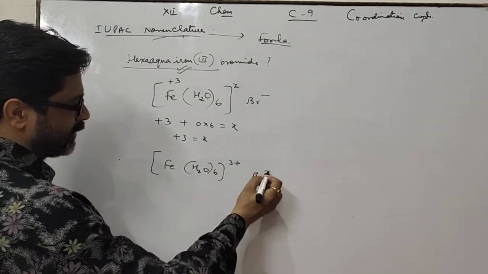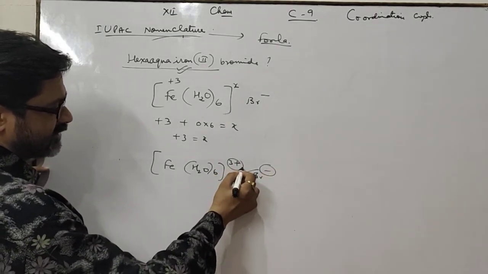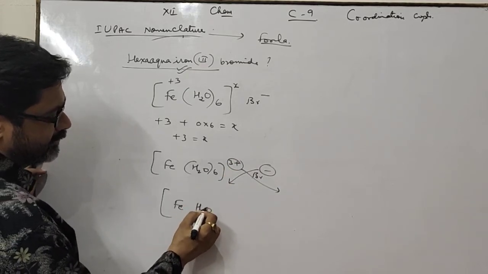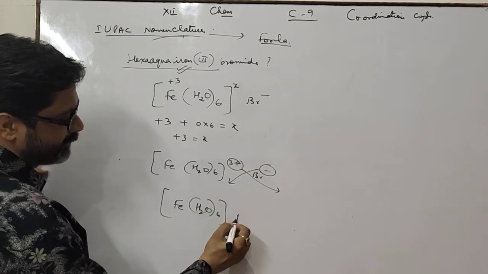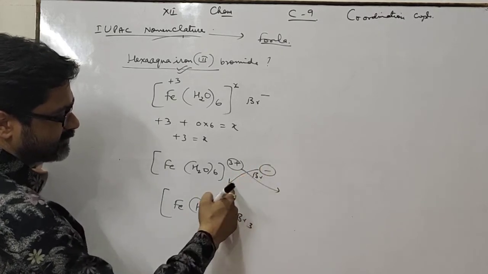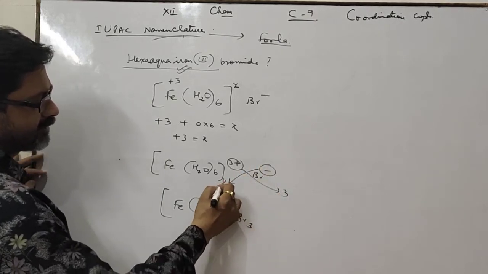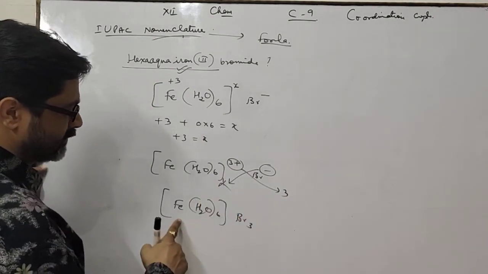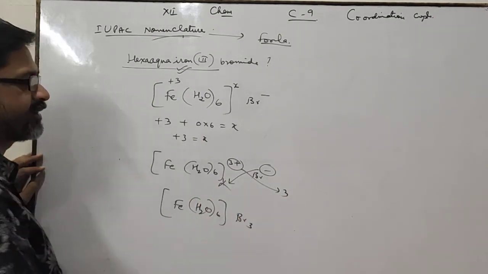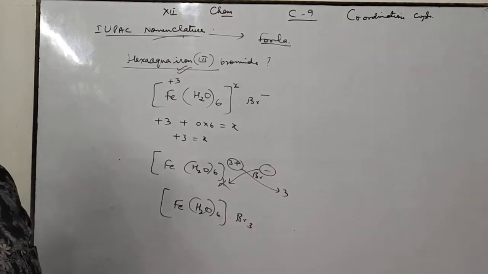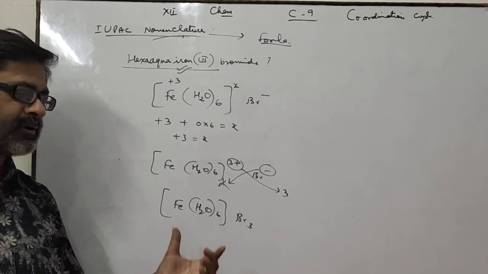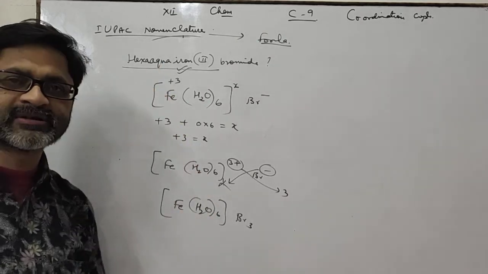To write the formula, you know that the charges are crossed over. Hence the formula becomes [Fe(H2O)6]Br3. 1 is written here and 3 is written here. 1 gets cancelled and the formula becomes [Fe(H2O)6]Br3. It is the formula of the compound. In this way, you can write the formula of the compound from its IUPAC name.